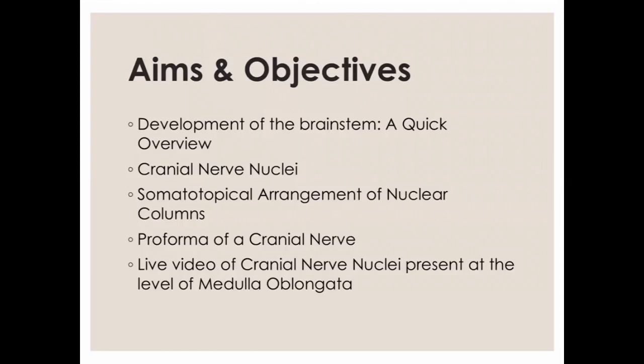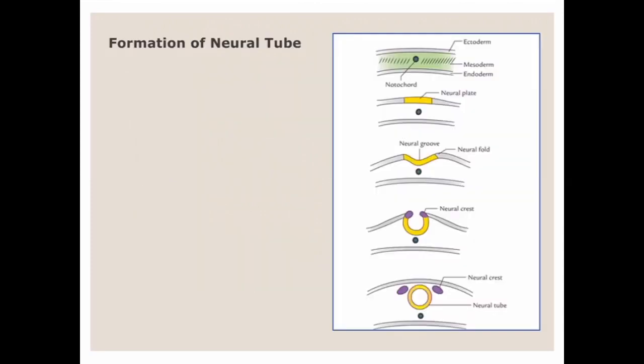Now, somatotopy is a word that you'll be frequently exposed to in neuroanatomy. And it's a property which we can't really talk in detail about right now, but everything in neuroanatomy is arranged in a typical manner. And that manner is known as somatotopy. Then we're going to just discuss the proforma of a cranial nerve, which will be followed by the live video that Raghav has shot. Fortunately, today the video is going to be in a horizontal format. So, yay!